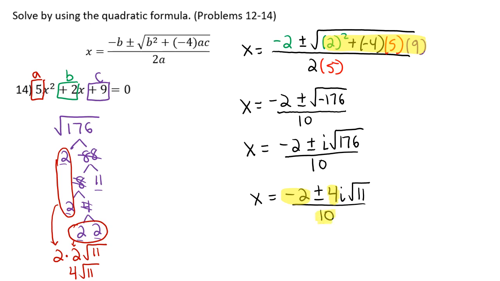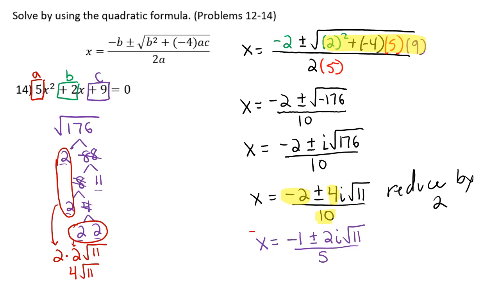You always want to look at those three numbers. If you can reduce those three numbers by a single value, you need to do so. So the biggest number that goes into a -2, a 4, and a 10 is a 2. So I'm going to reduce this by 2. So -2 divided by 2 is -1, plus and minus. 4 divided by 2 is 2, so I have 2i square root 11 over 10 divided by 2 is 5. And there is my simplified answer.